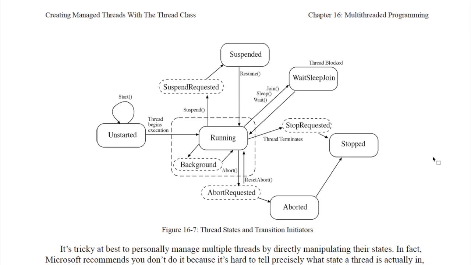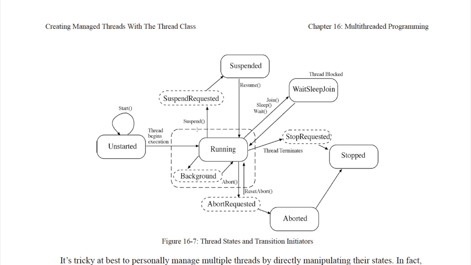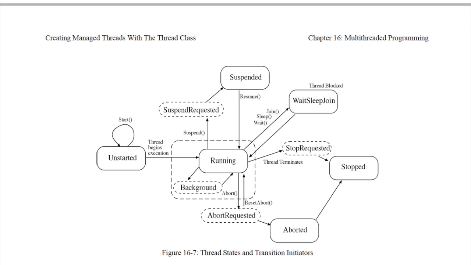I think the important thing to know is when you send the start method to a thread, it's in the unstarted state until the operating system starts it running, okay? So there's no guarantee when exactly that's going to take place. Like I said, that's up to the operating system. Once it's in the running state, it can be put in the background. You set the property, you can make it a background process, a thread, I should say.